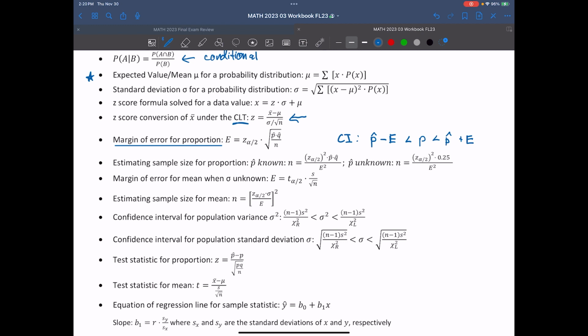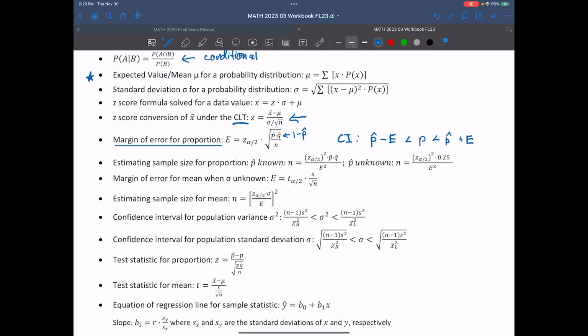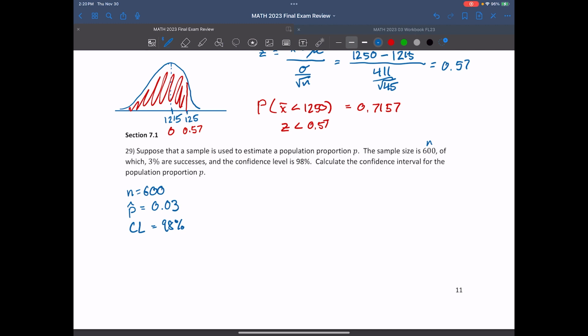So let's go ahead and work this out. Remember that q hat is just 1 minus p hat. We also need that z sub alpha over 2, which is going to come from our confidence level. So let's go ahead and get our z sub alpha over 2.